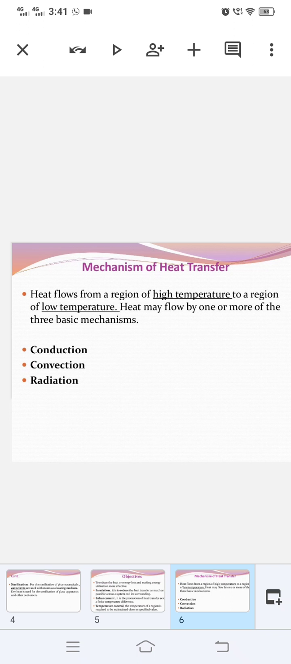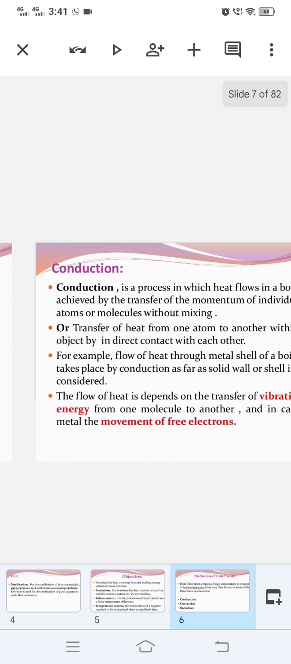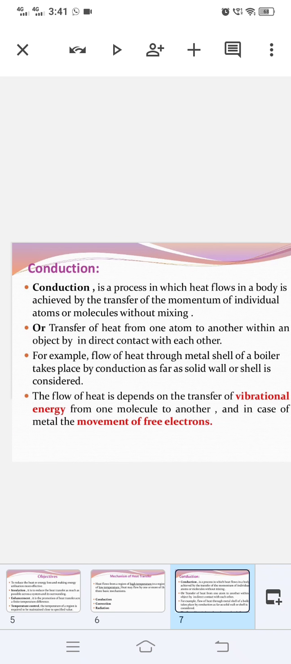Heat is a form of energy. I have told you that heat will flow from where the temperature is maximum towards where it is at the lower side. Okay, so there are three basic mechanisms. First one is conduction, second is convection, and third one is radiation. Now at first we will study conduction.